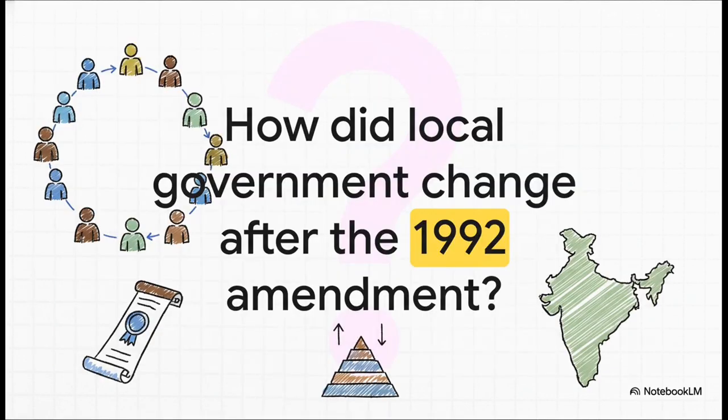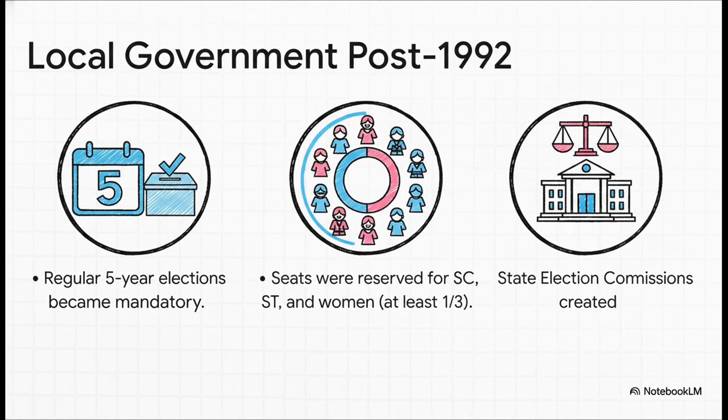Next question. And this one's a big deal. It's about a huge constitutional change back in 1992 that totally reshaped local government in India. So what actually changed on the ground? This is such a fantastic example of decentralization in action. Think about it. Before 1992, local elections were kind of hit or miss. After, boom, it became a constitutional rule that they had to happen every 5 years.